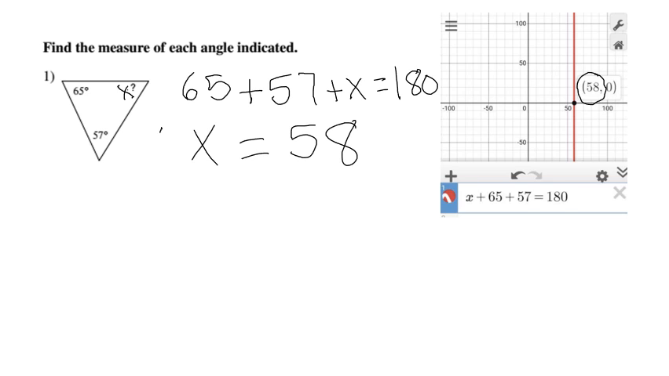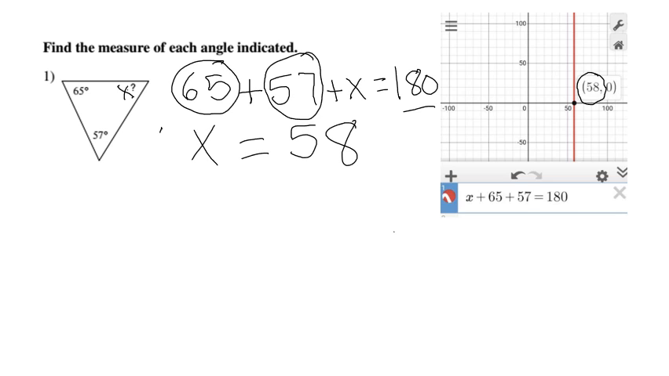For those of you that like to spend money, I like to think about this in terms of money. If I have $180 to spend, and I'm going to this triangular mall, there's three stores at this mall. And at the first store, I spent $65. And at the second store, I spent $57. And I only can spend $180. So how much can I spend at the third store?